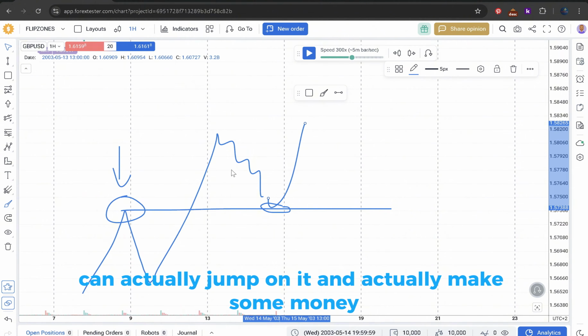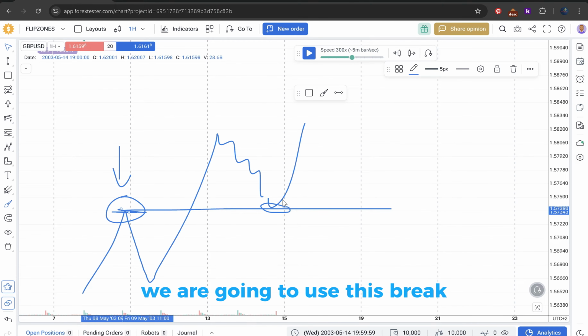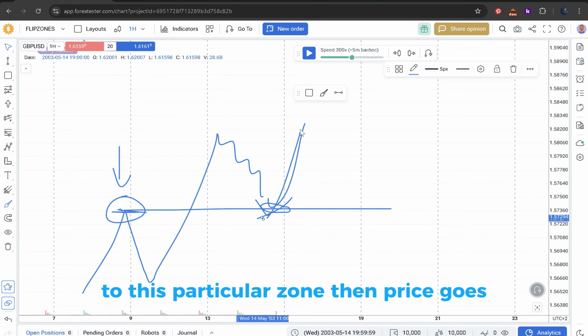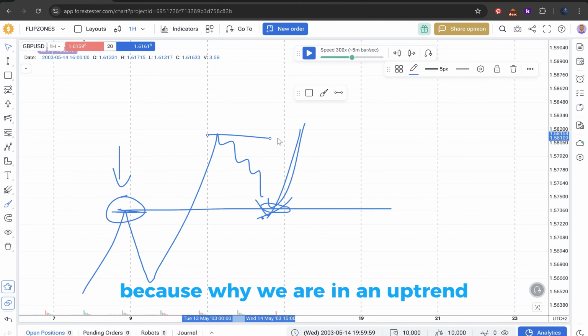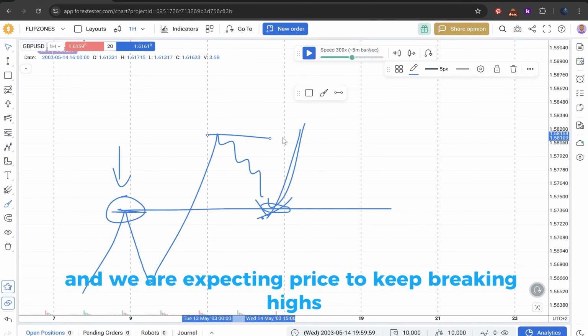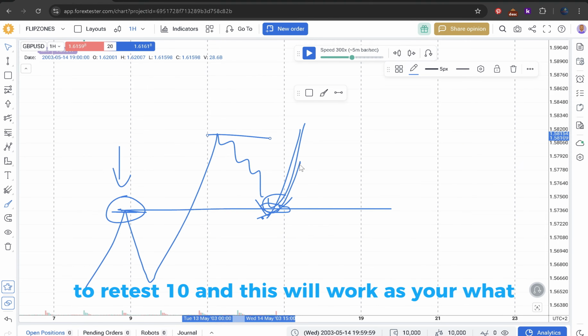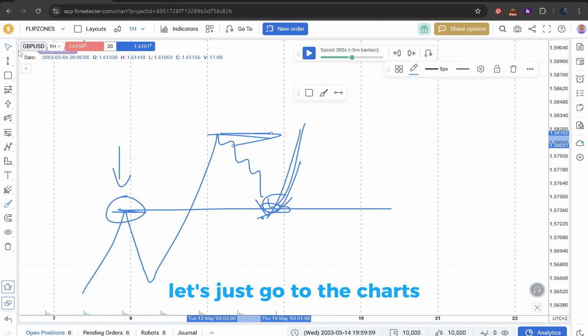This is how you're going to do it. We are going to use this break, and we are going to wait for price to get back to this particular zone. Then price goes, and we are going to use the next high as our benchmark, because we are in an uptrend and we're expecting price to keep making higher highs. So how do you do that? You wait for price to retest the zone, and the next high will work as your target.